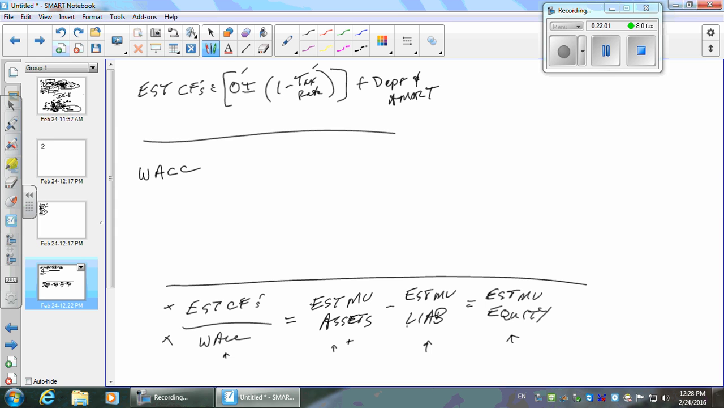Okay, so to get the WACC, what are we going to do? What's this going to be? It's going to be the cost of the debt and the cost of the equity. The cost of the equity is CAPM, okay? This is the capital asset pricing model. This is the interest rate times 1 minus the tax rate.